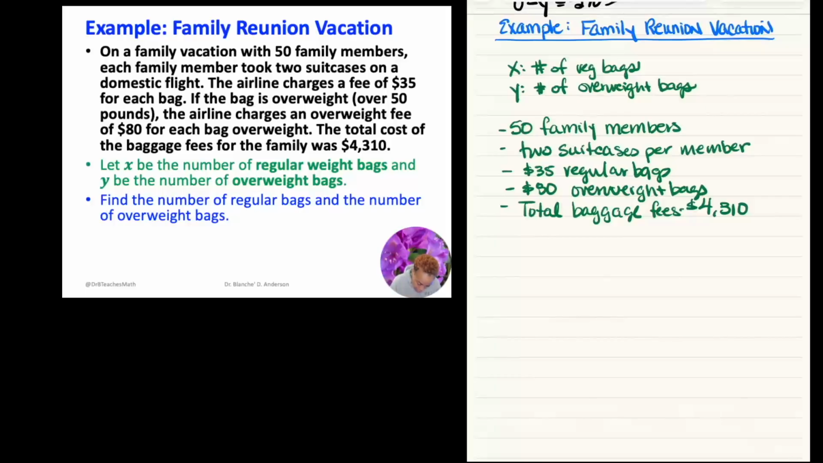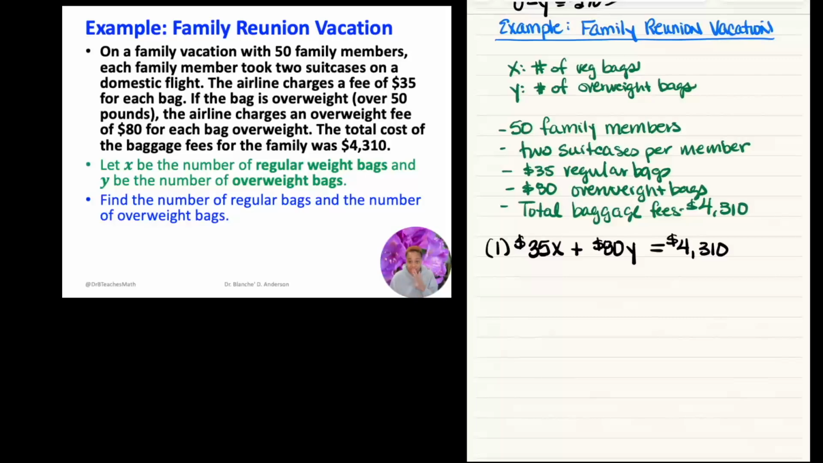Okay, so in order to figure out how many regular bags and how many overweight bags, we need to use what they give us. So let's do the money one. That seems to be easy. So if this is our first equation, $35 for the regular bags, plus $80 per overweight bag should be $4,310. Okay, that's the easy one, right?